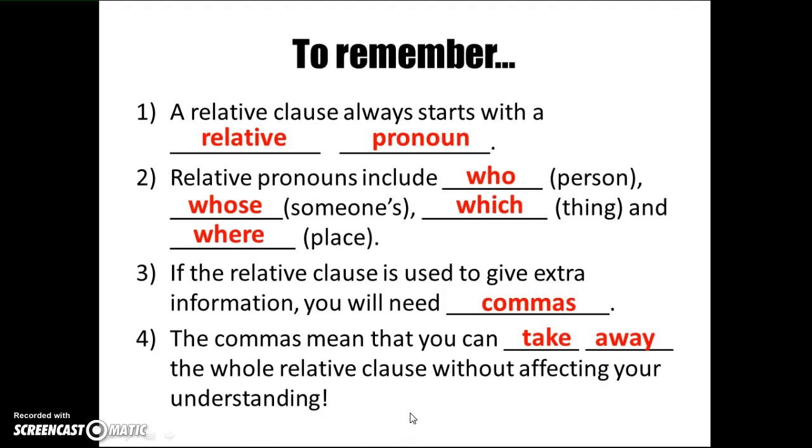Well, today's lesson on relative clauses is over, and I hope you have a good understanding of what relative clauses are.